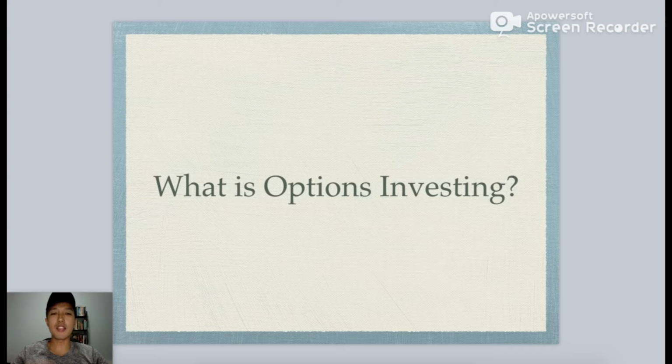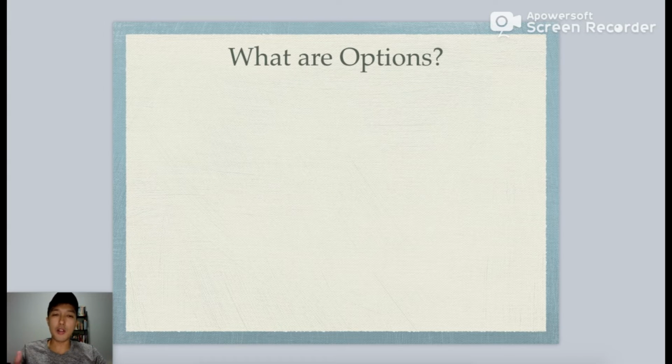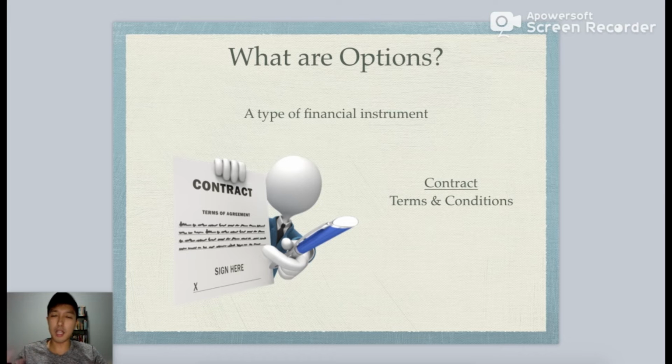In this week's video, we're going to share with you what option investing is, which I briefly mentioned in the previous video. So what actually is option investing? We need to find out what an option is. An option is basically just a type of financial instrument. There are many different ways you can invest and many different types of instruments. Option is just one of them. So what actually is an option?